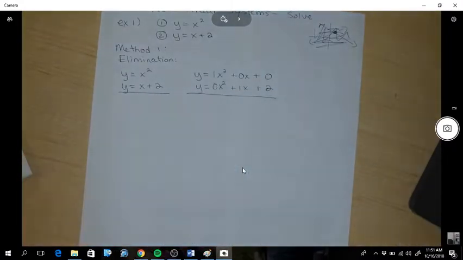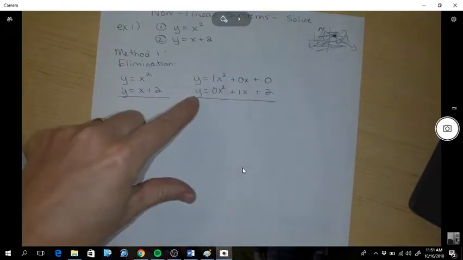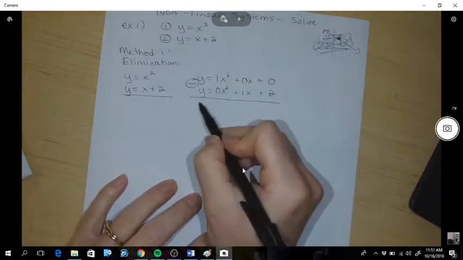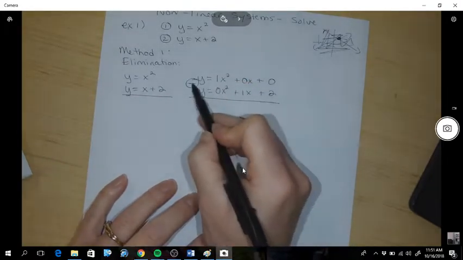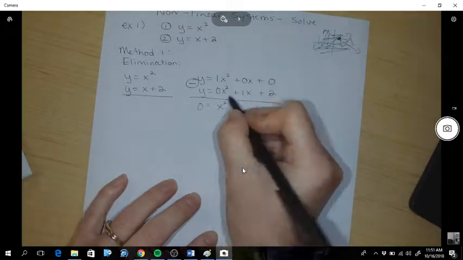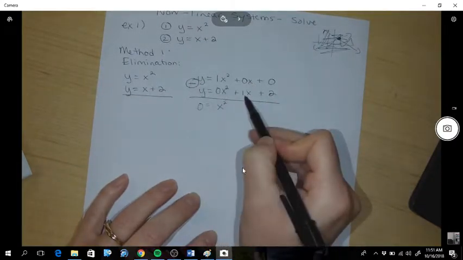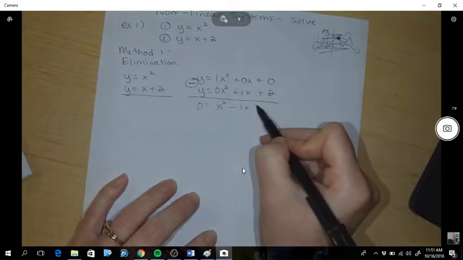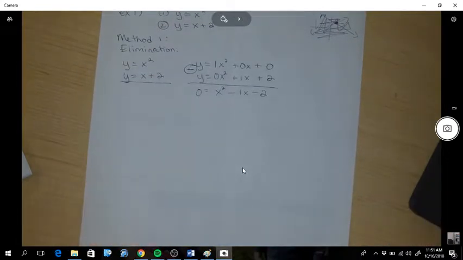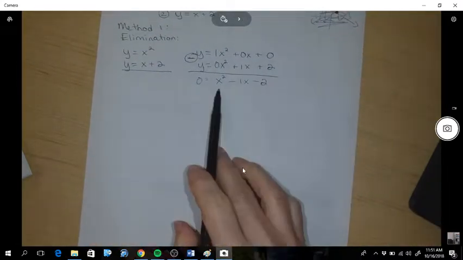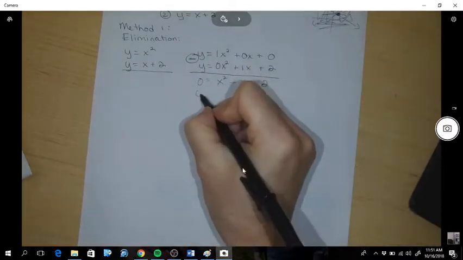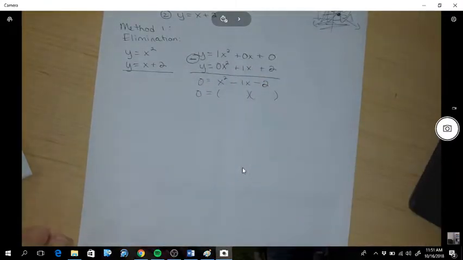Okay, so now we decided that we could eliminate the y's, so I can do that by subtracting. So y subtract y is 0, x squared subtract no x squareds is an x squared. 0 subtract 1 is negative 1x, and 0 subtract 2 is negative 2. Okay, so now I can see I have a quadratic, which is a simple trinomial factoring. Do you see that? So 0 equals 2 brackets.